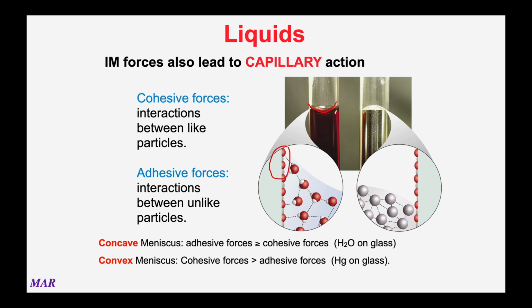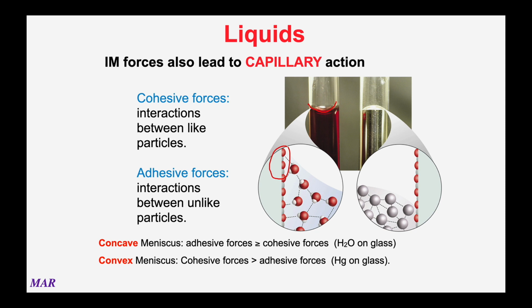This is called a concave meniscus. Concave means it makes a little U in the water, and that's because the water is actually climbing the surface of the glass. So glass is usually polar, water is polar, it's going to grab on. These are the cohesive forces, if you will.